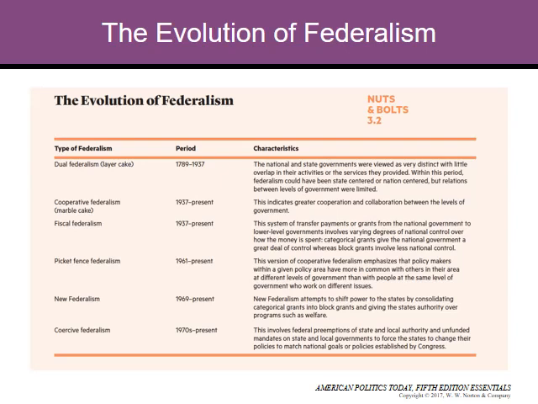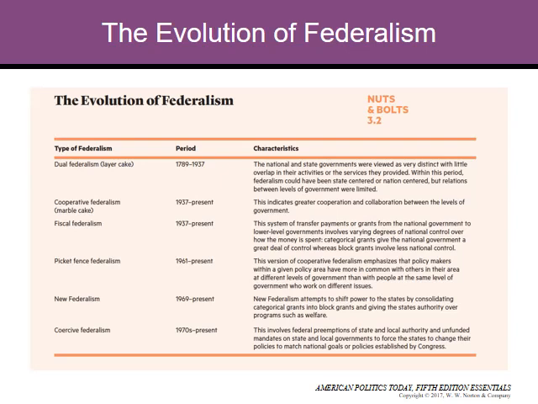New federalism, which goes from 1969 to the present, attempts to shift power to the states by consolidating categorical grants into block grants and by giving states authority over programs such as welfare. But the states also have to accept more responsibility.